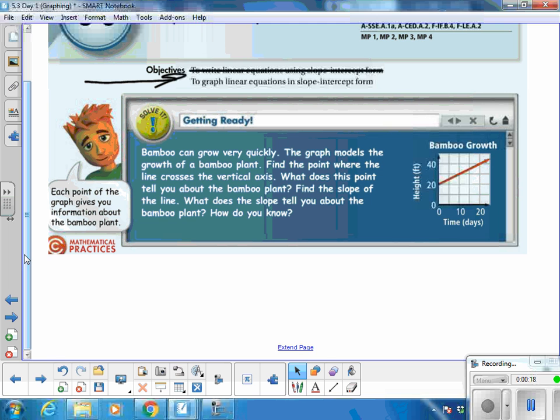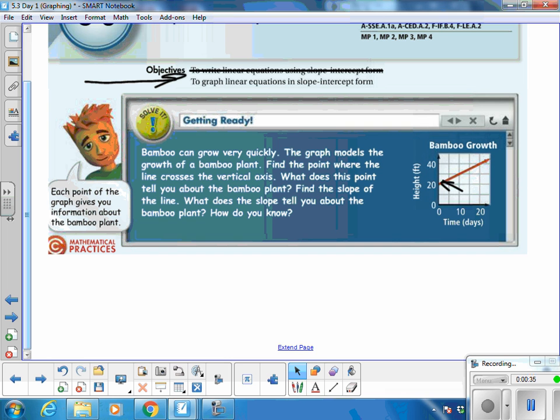The graph here on the side models the growth of a bamboo plant. Find the point where the line crosses the vertical axis. What does this point tell you about the bamboo plant? So as it crosses the vertical axis right here, that kind of tells you something.